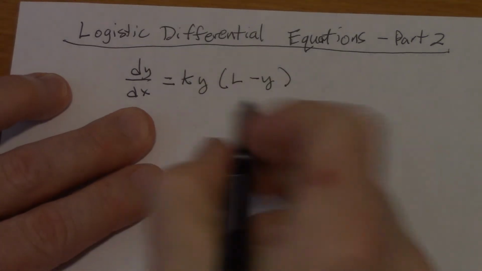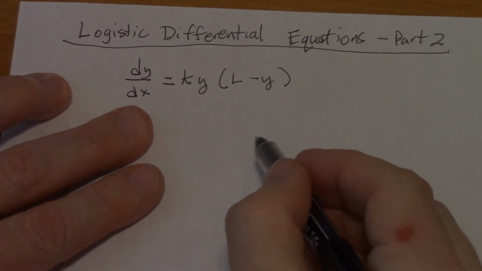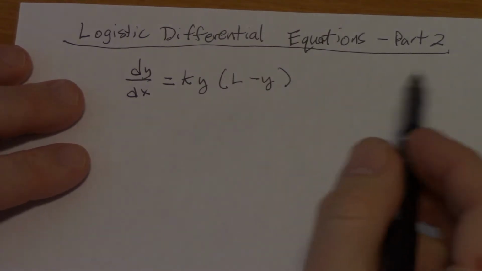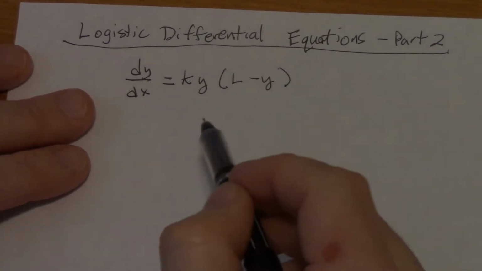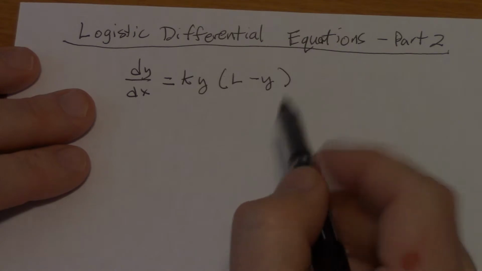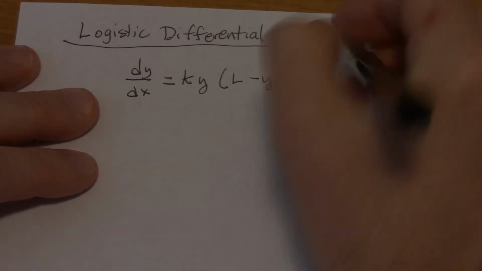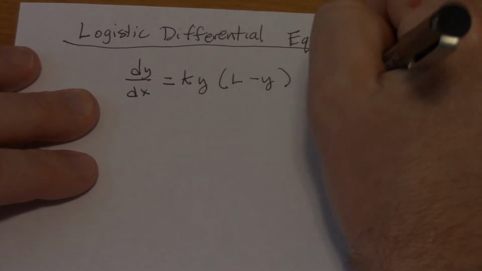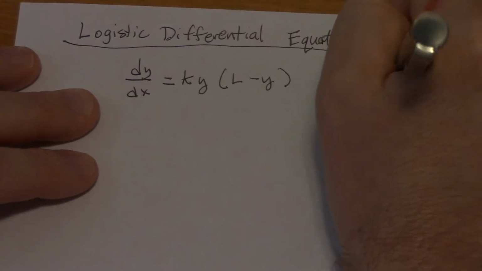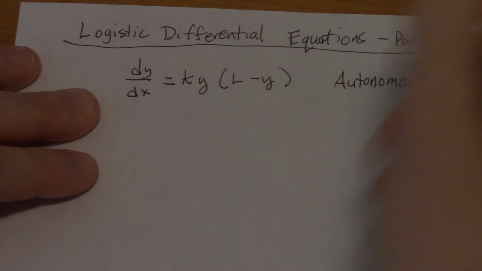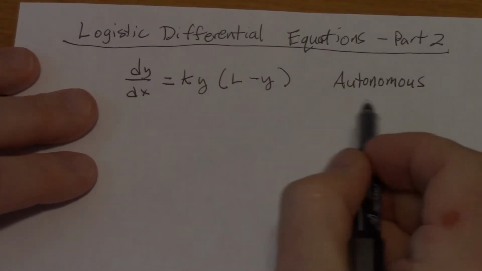Okay, class, today we're going to talk again about logistic differential equations, and this is part 2. We want to know just a couple facts about this thing. First off, this is an example of a differential equation we would call an autonomous differential equation. And there's not much to know about that other than a couple things.